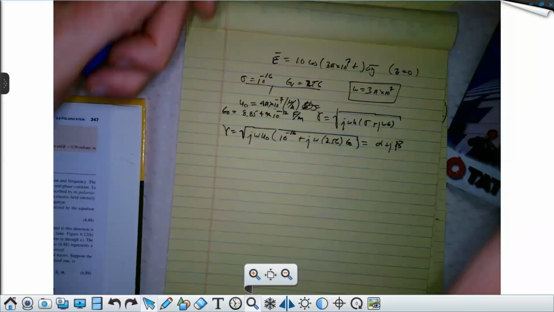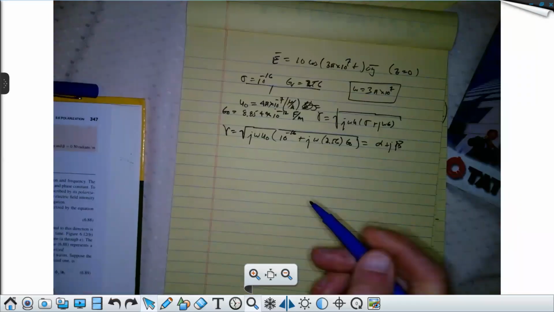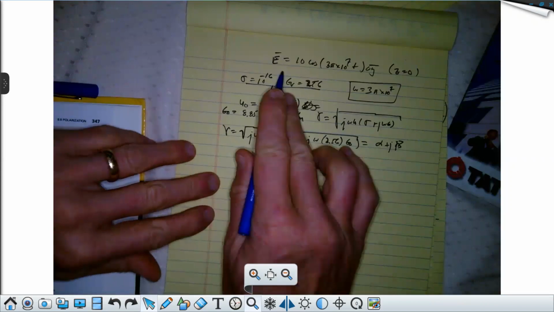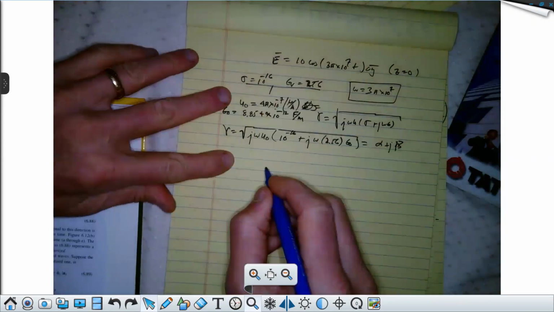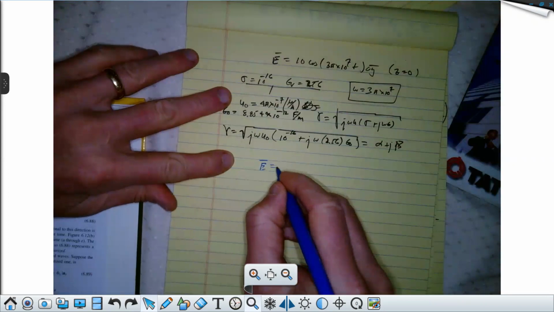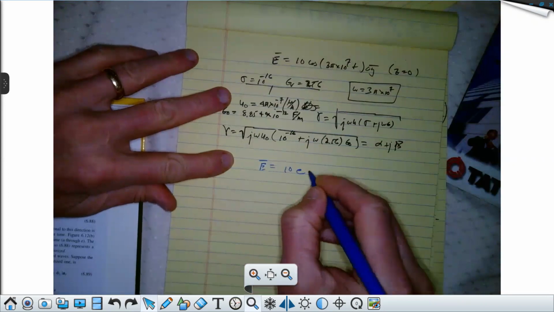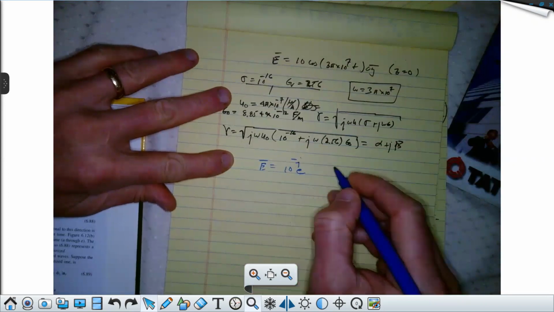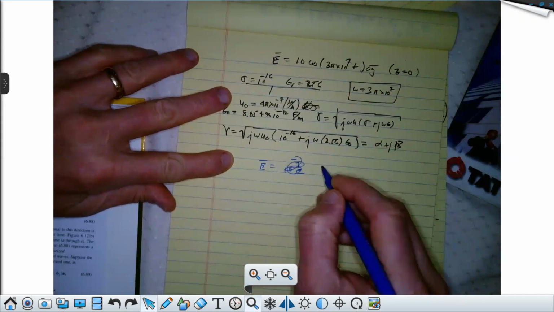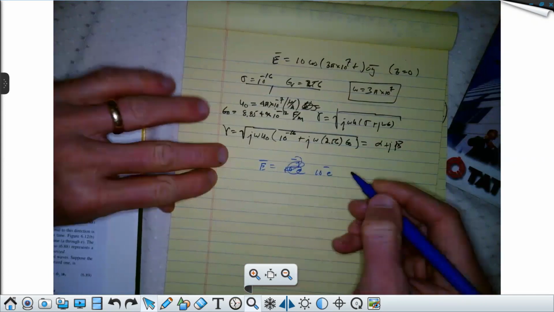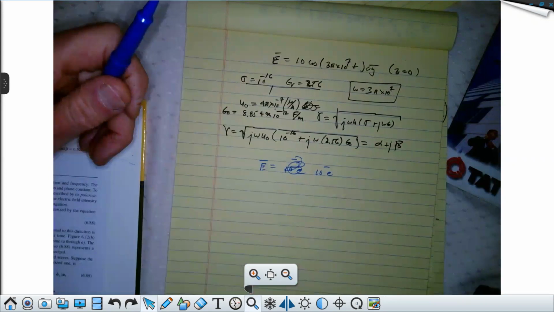Since I've got those values there, if I want the H field, and I have the E field, the E field phasor would be equal to 10 times e to the minus alpha. I forgot what alpha was. It's small.